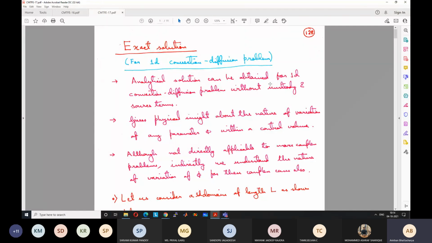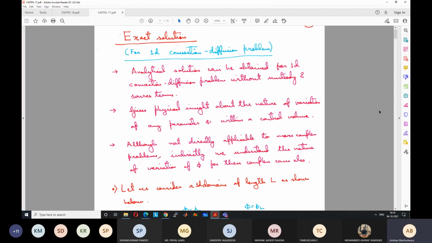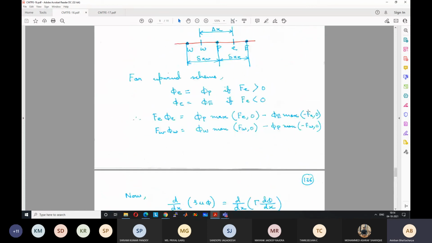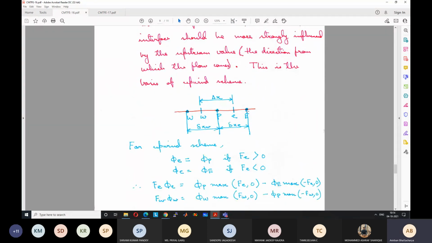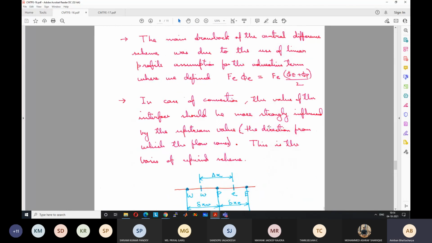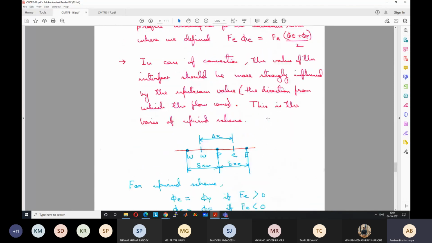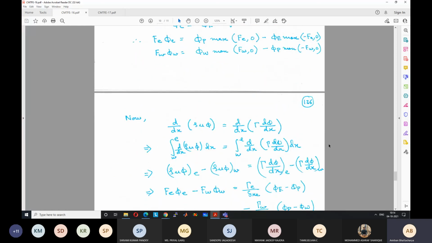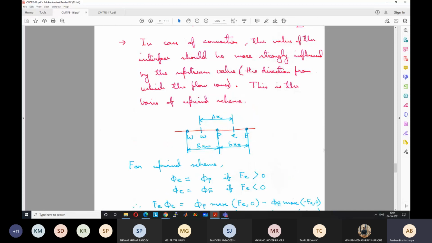Before going into that, what we are going to do is we will try to find whether there is an exact solution for variation of phi between 2 points if it is a 1D convection diffusion problem. Say these points P and E are present. If the phi P value is known and phi E's value is known, and if the governing differential equation is d dx of rho u phi plus d dx of gamma d phi dx, whether we can actually find how phi is varying between P and E.